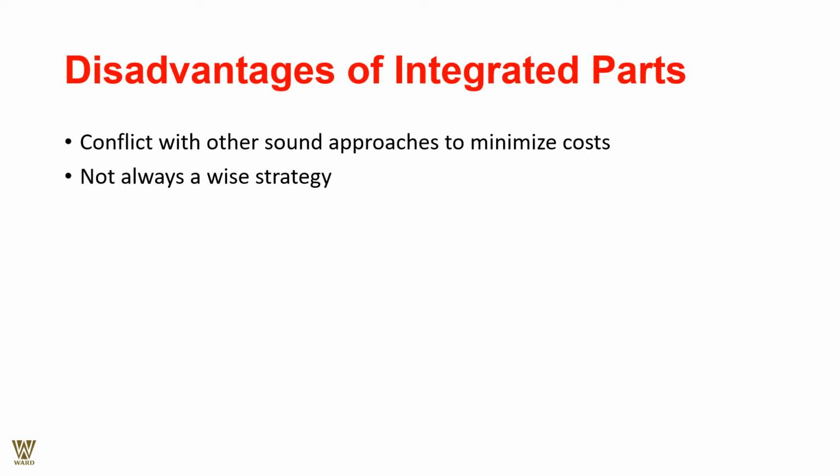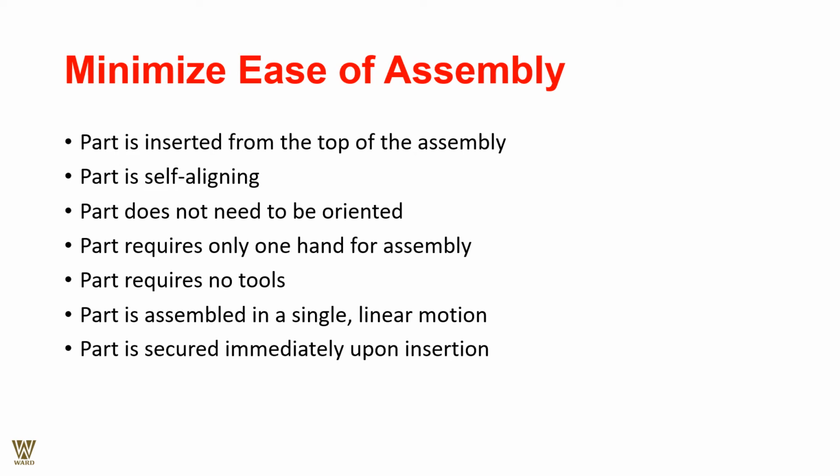So we have the disadvantages. The disadvantages of integrated parts are that they conflict with other sound approaches to minimize cost. Not always, and I reassure, not always a wise strategy. So, to maximize ease of assembly: the part is inserted from the top of the assembly, and the part is self-aligning.